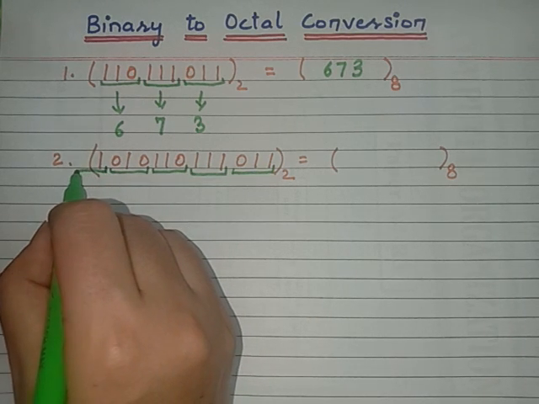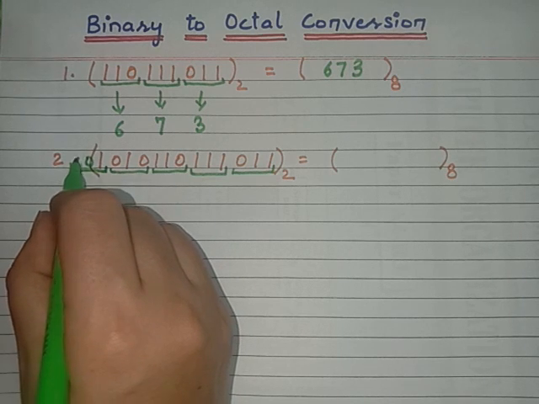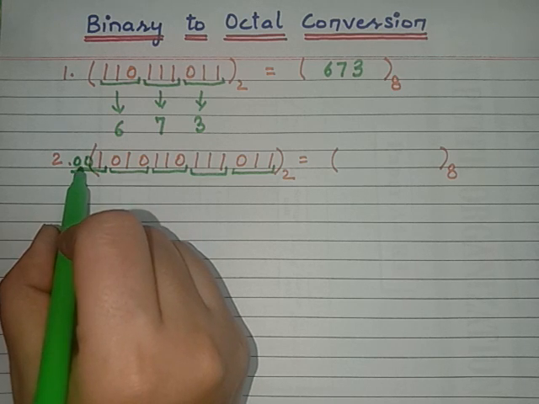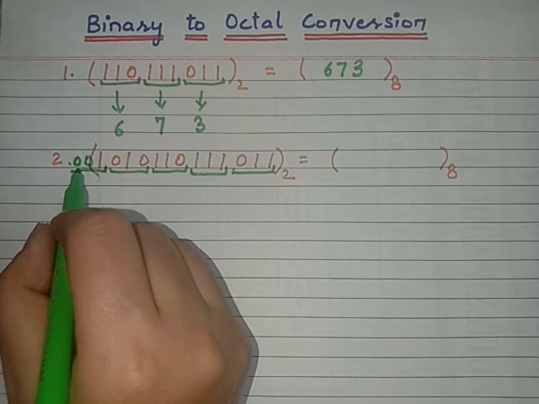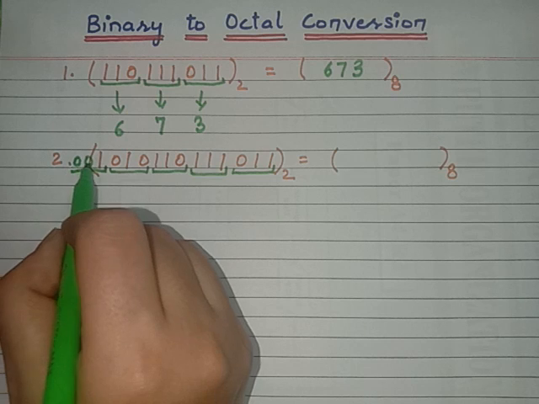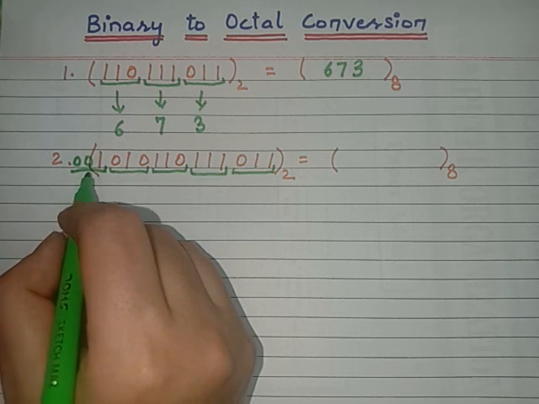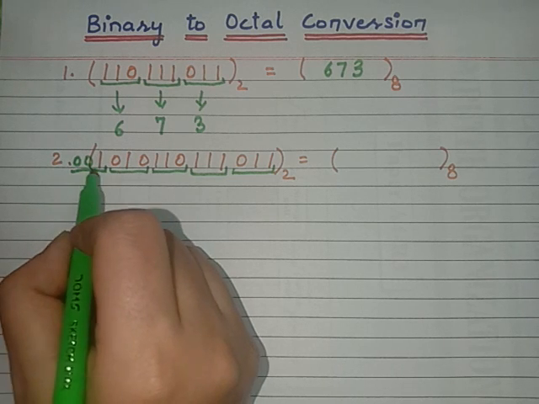So we will be adding zeros ourselves, just to make it a 3-bit number, because we know that adding zeros on the very left-hand side makes no difference in the number. So we can add these two zeros. Now we just have to write the corresponding octal numbers of these 3-bit numbers.